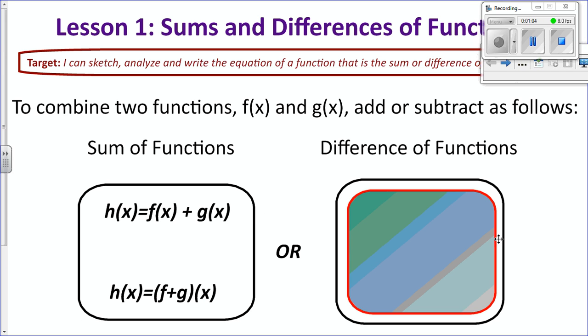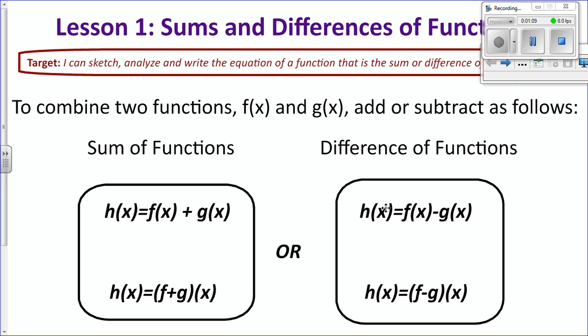We can do the same thing in order to find our difference. So we can find a new function, simply calling it h of x, some function of x, equals f of x minus g of x, or h of x equals, in brackets, f minus g of x. Both of these mean the same thing.